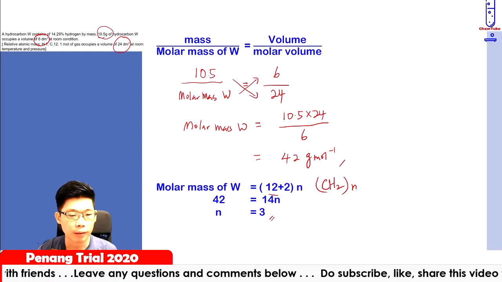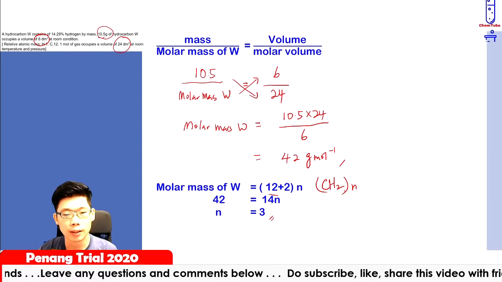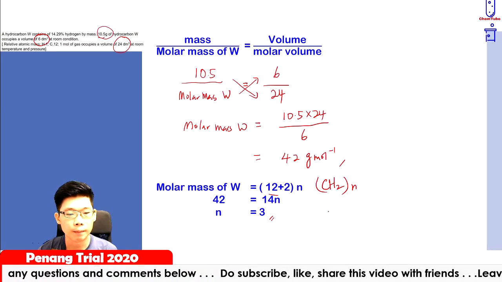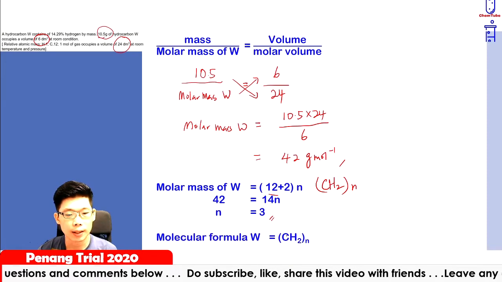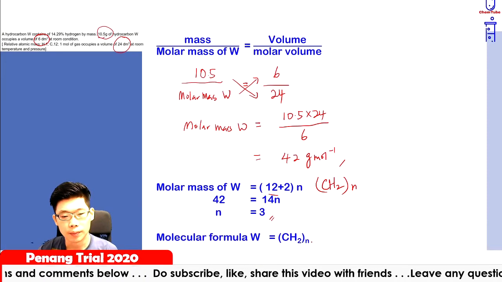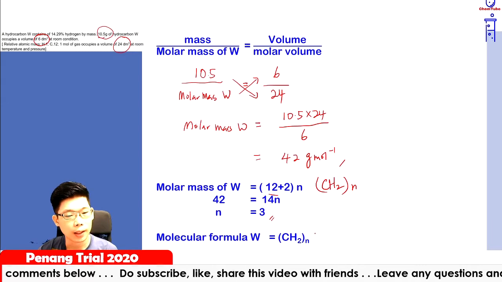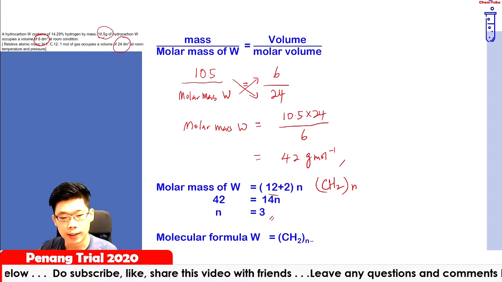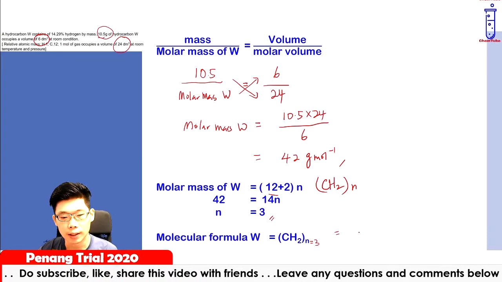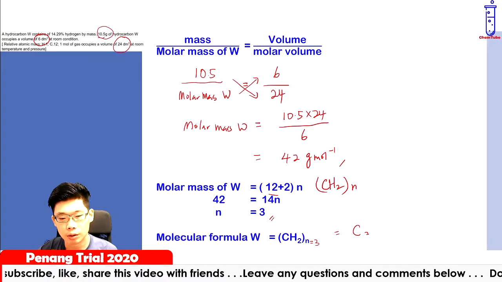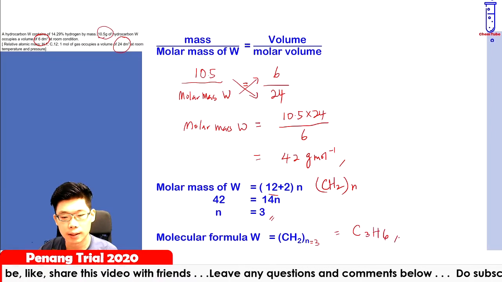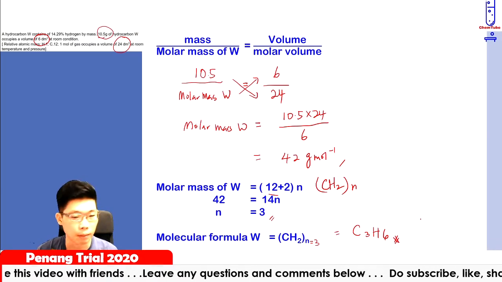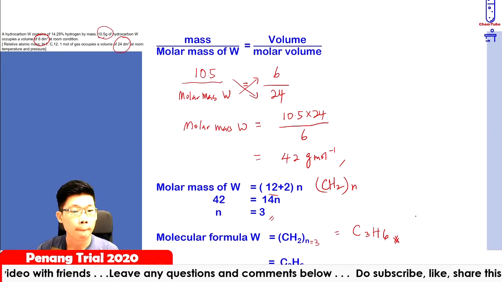After we get N is 3, since the empirical formula is CH2, we multiply by N, which is 3. So the molecular formula for W is C3H6. This is the molecular formula for the hydrocarbon W.